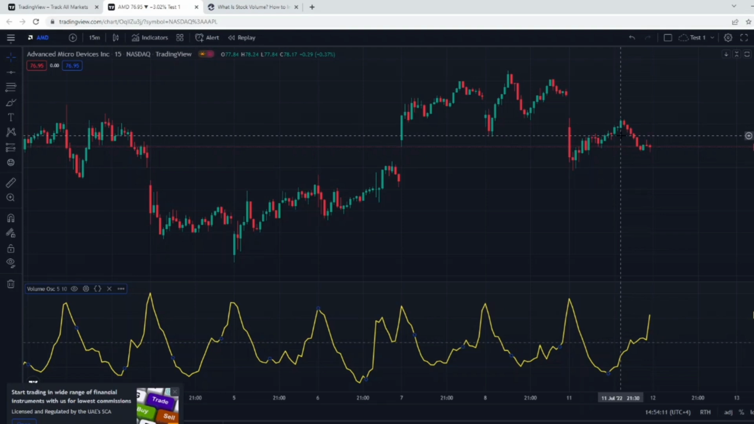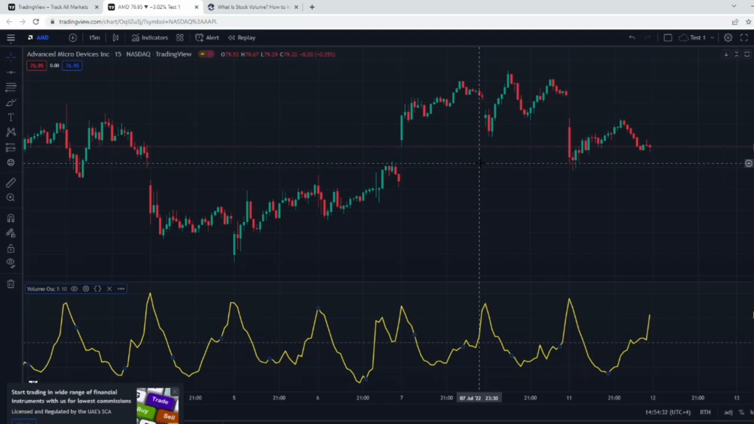Volume can also tell you how strong a trend is. For example, if the price is on an uptrend, yet the volume is constantly decreasing, it means that it's a weak uptrend. You should be careful if you're taking a buy position, because this could indicate that the trend may come to an end. It's also the same for downtrends.